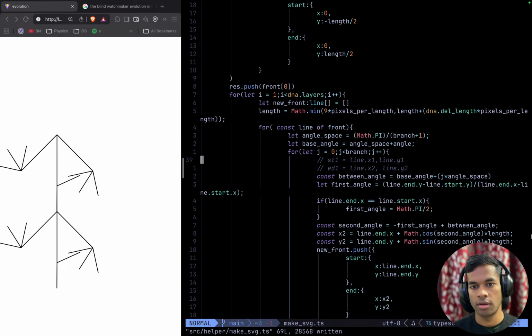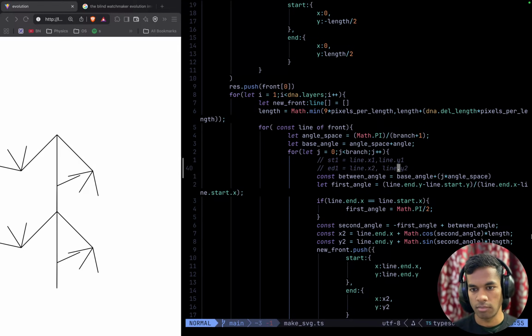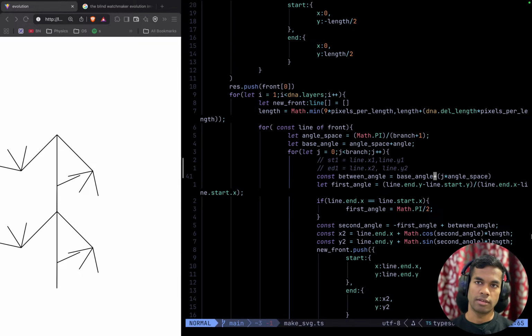Okay, here angle space is pi, which is 180 degree, divided by this. Base angle is angle plus angle is space, which is also correct. Branches angle between is, this is also correct. Yes, this is also correct.